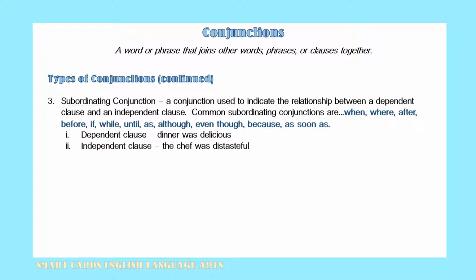We can join the dependent clause and the independent clause into one final sentence using a subordinating conjunction and get, although dinner was delicious, the chef was distasteful. The subordinating conjunction although describes the relationship between the chef and dinner.